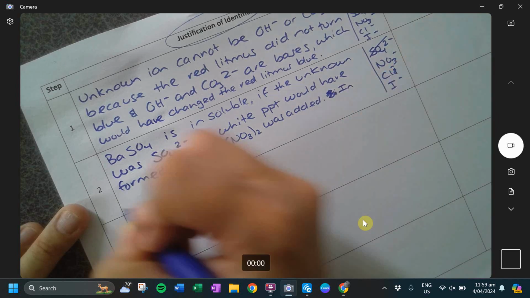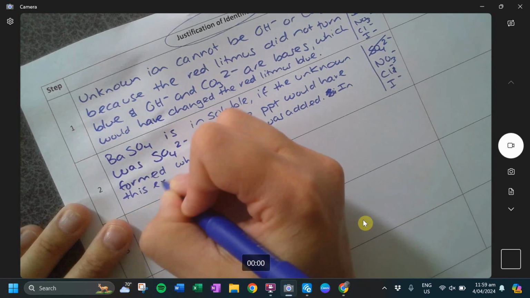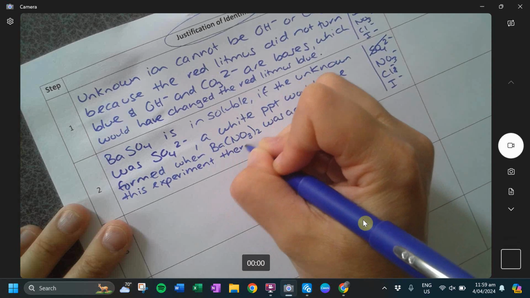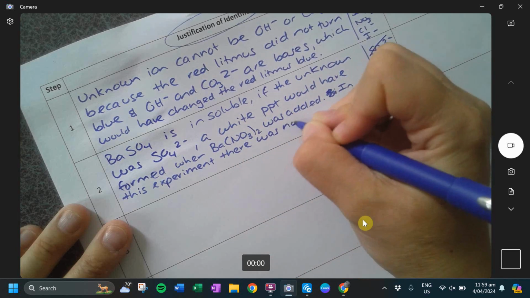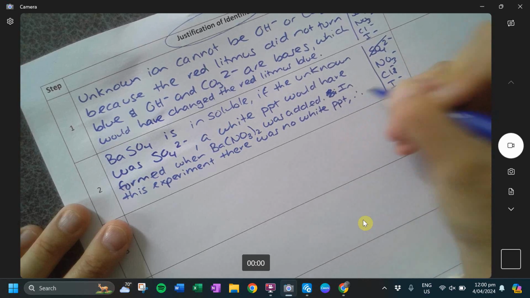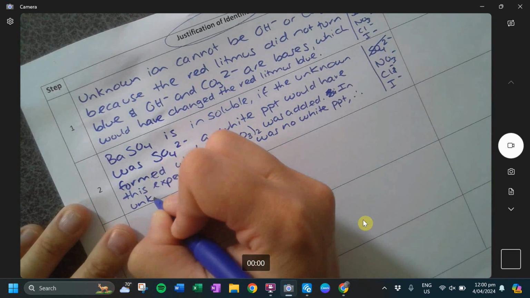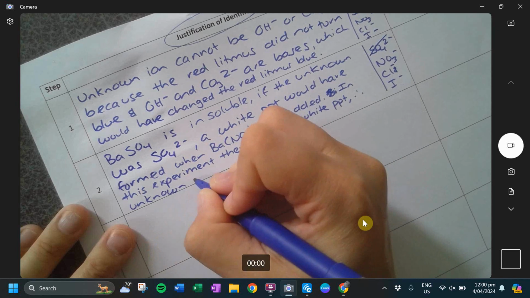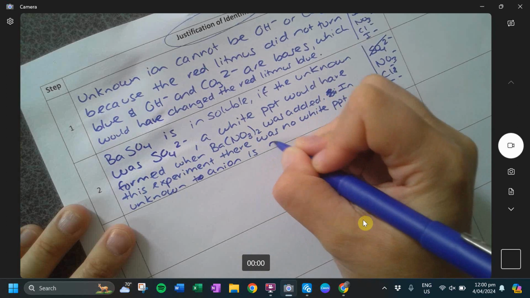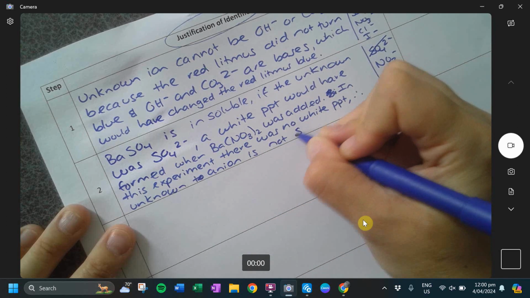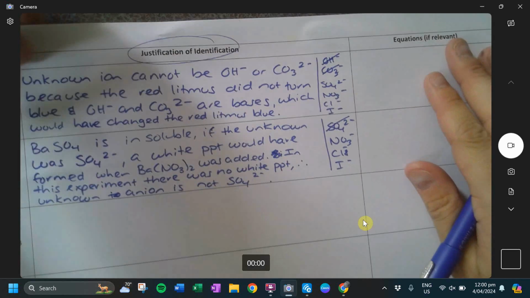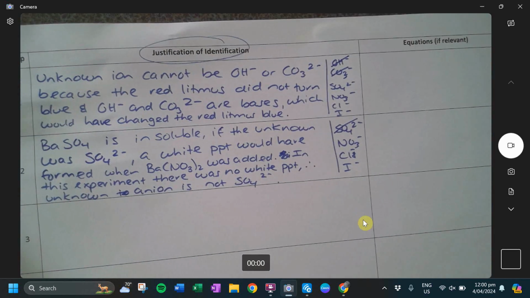In this experiment, there was no white precipitate. Therefore, the unknown anion is not SO4 2-. So you see, we're justifying our reasoning, and that is the merit level.